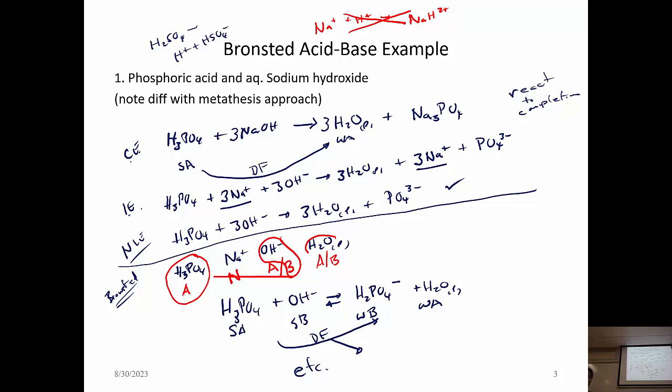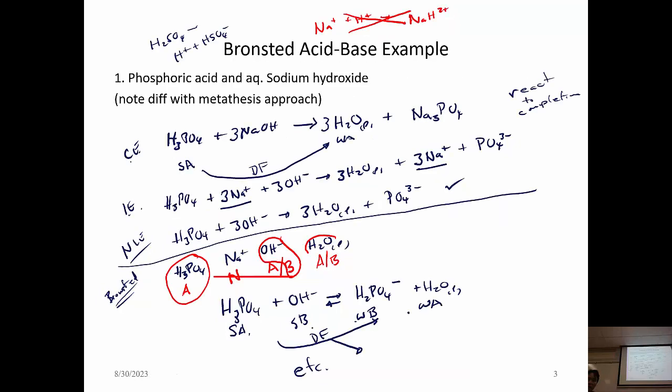So what was the driving force? The driving force is going from stronger acid to weaker acid and stronger base to weaker base. We want to go strong, high energy, reactive, to weak, low energy. So that's downhill. If we go from the reactants to the products, it's downhill in energy, and that's what we want. All right. Any questions on this?